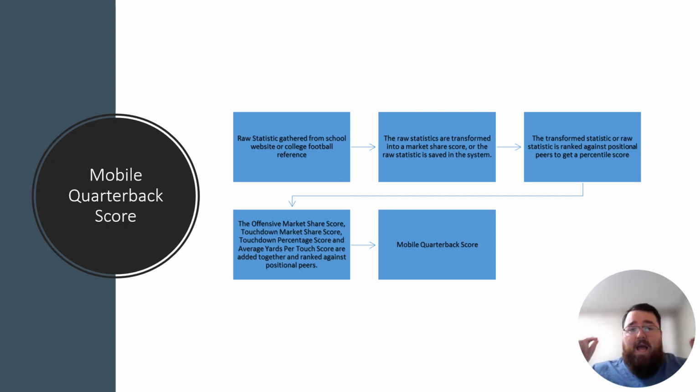So it's telling you how much of the offense they made up, how much of the touchdowns they made up on the ground, how often they got in the end zone when the ball was in their hands, and also how many yards they got per touch. All those things influence the mobile quarterback score.